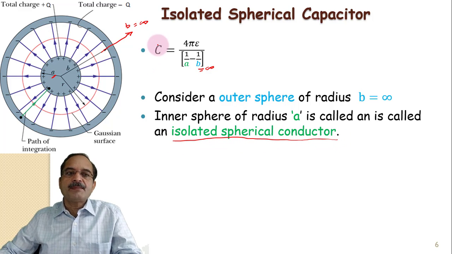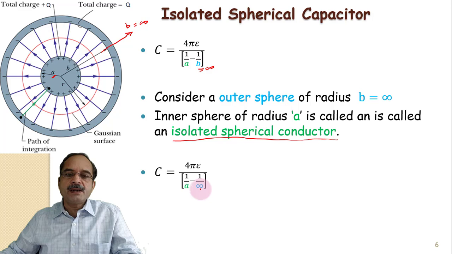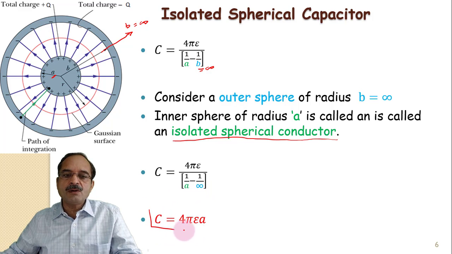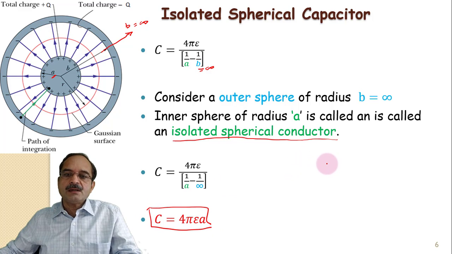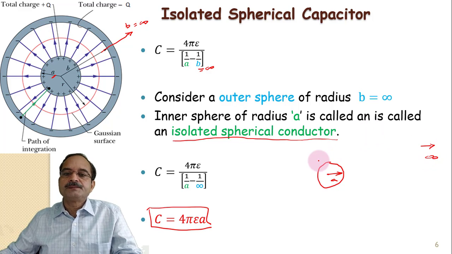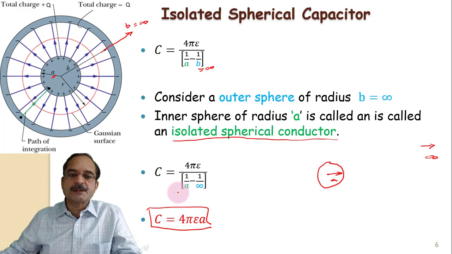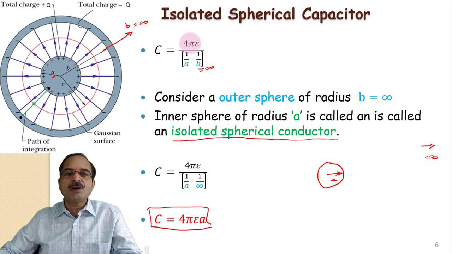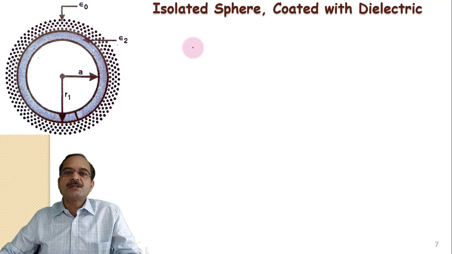So let us find out the capacitance of such a system. Substituting b equal to infinity, 1 upon infinity is 0, so this becomes C equal to 4 pi epsilon a. So this is the formula for capacitance if I have a single sphere of radius a and the other sphere is located at infinity. That means we call this an isolated capacitor. So C equal to 4 pi epsilon a. Now let us study one more special case.